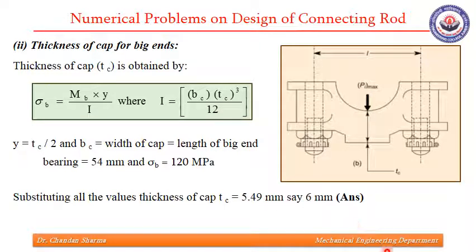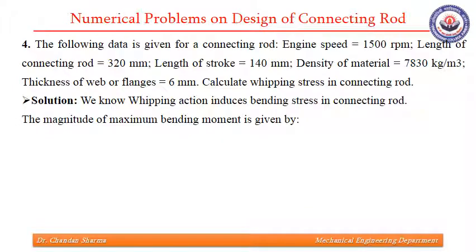So in this question, we were required to find the diameter of big end bolts and thickness of big end cap, and using the approach that we have learned in our design of connecting rod, we can easily find the required parameters. We all know that there is one more concept left in design of connecting rod, and that is of whipping stress. So let us discuss one question on whipping stress.